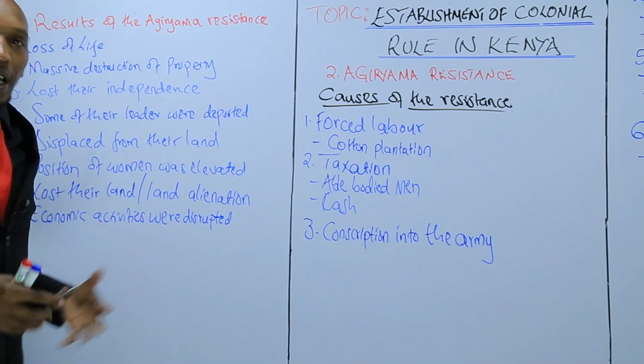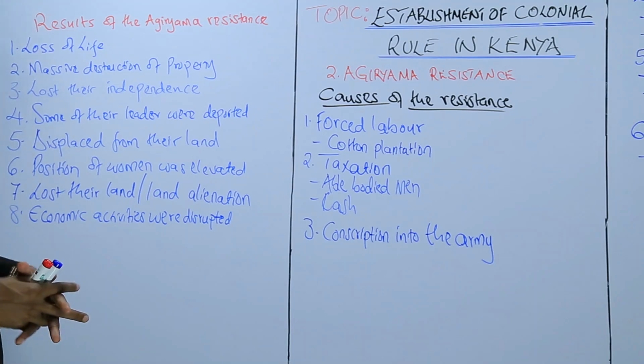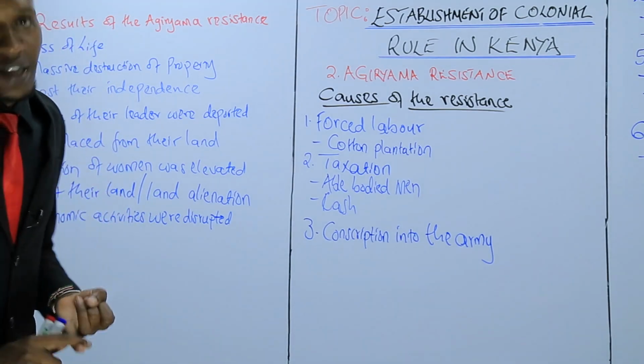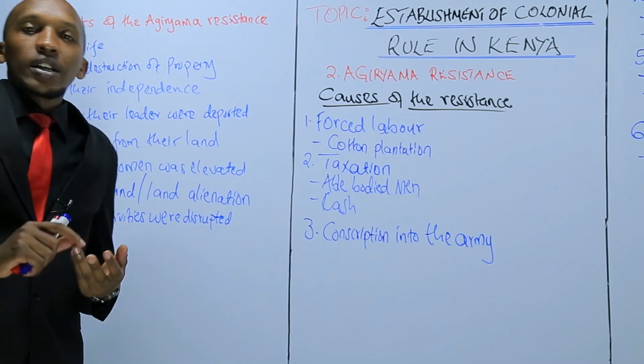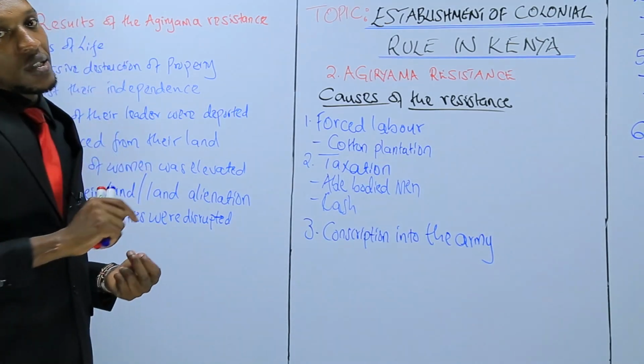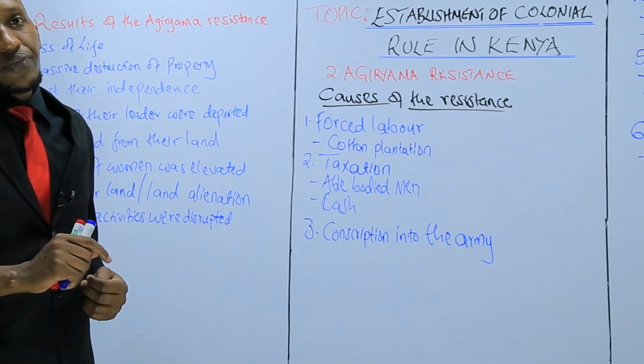So, my dear learner, what have we learned today? Today we have learned about the causes of the Agiryama resistance, and number 2, we have learned about the consequences of their resistance against the British.